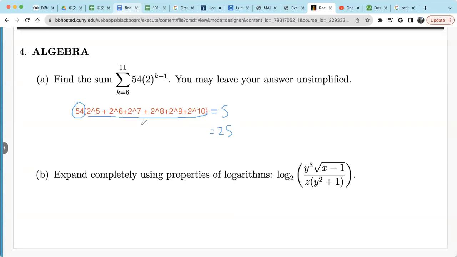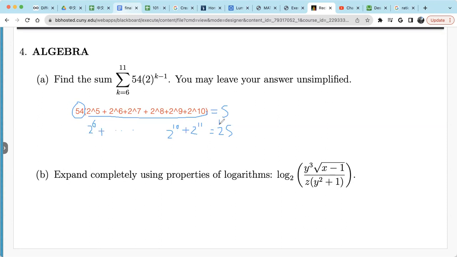So if we do 2 times S, we see the exponent of every term being increased. 2 raised by 6, until the last one changes to be 2 raised by 11, right? 2 raised by 10 times 2 becomes 2 raised by 11. 2 times 2 raised by 9 times 2 becomes 2 raised by 10. So that's my 2S. I basically multiply by 2 with every term.